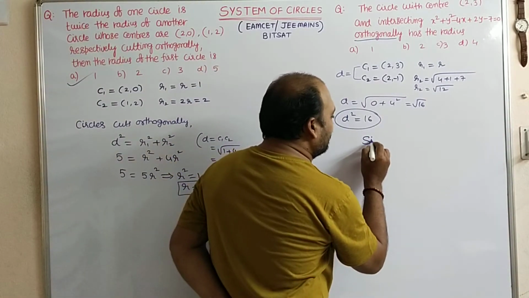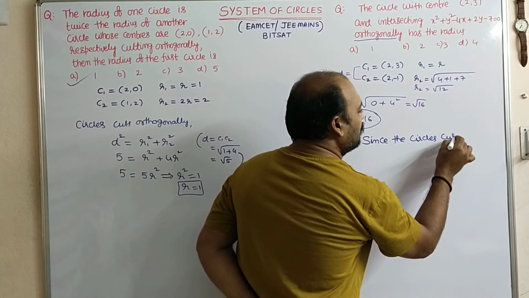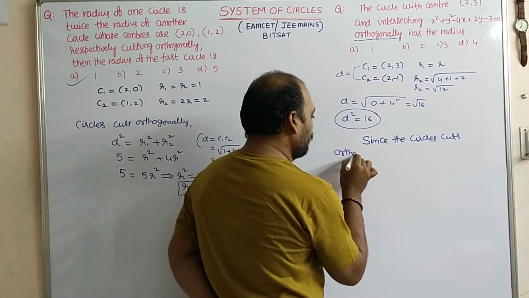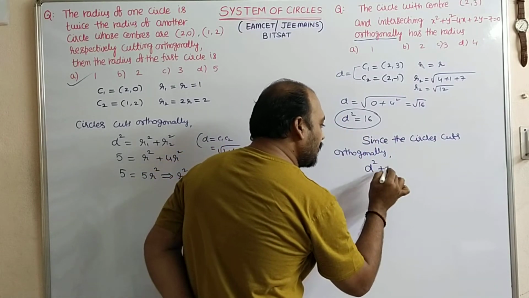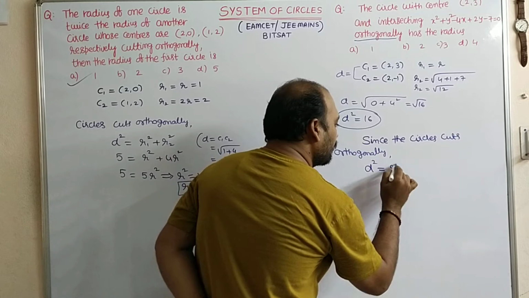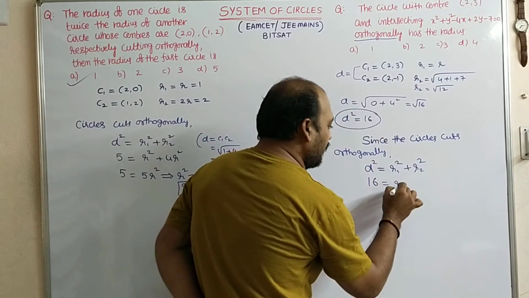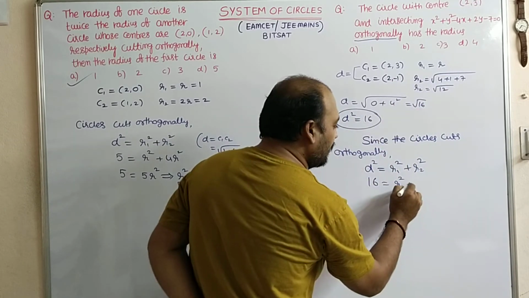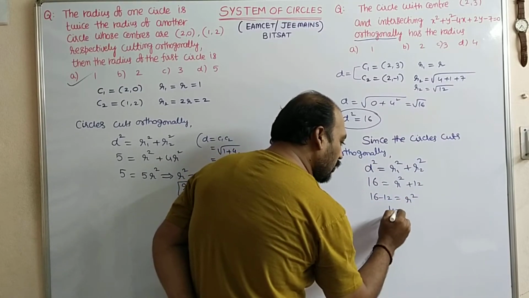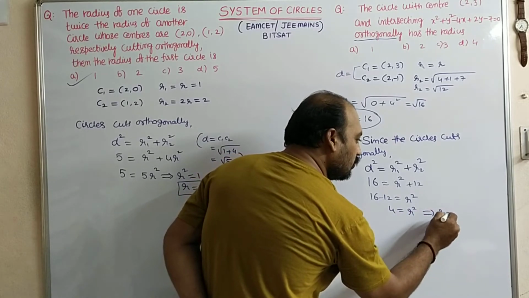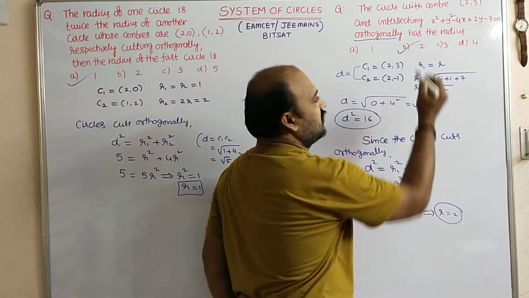Since the circles cut orthogonally, d square equal to r1 square plus r2 square. So d square is 16, r1 square is r square, r2 square is root 12 whole square, that means 12. We can take the 12 to this side. 16 minus 12 equal to r square, 4 equal to r square, then r equal to 2. So the radius of the circle is equal to 2, which is there in the second option.